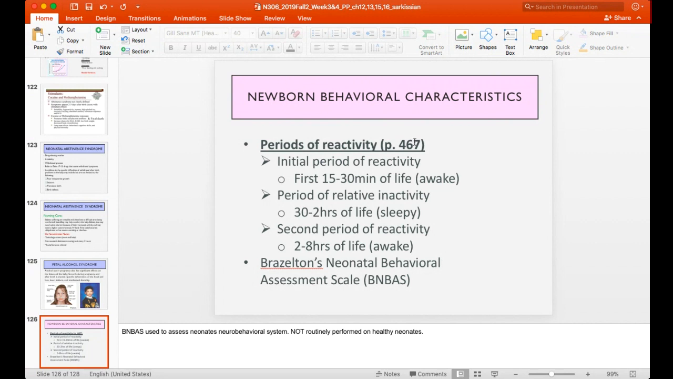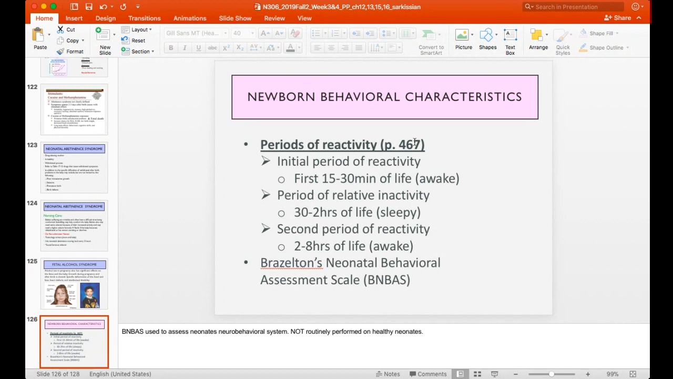Okay, and then the second period of reactivity happens after the baby is 2 hours old to 8 hours old, okay? Again, the baby wakes up, okay? They wake up and they're a little more responsive to external stimuli.